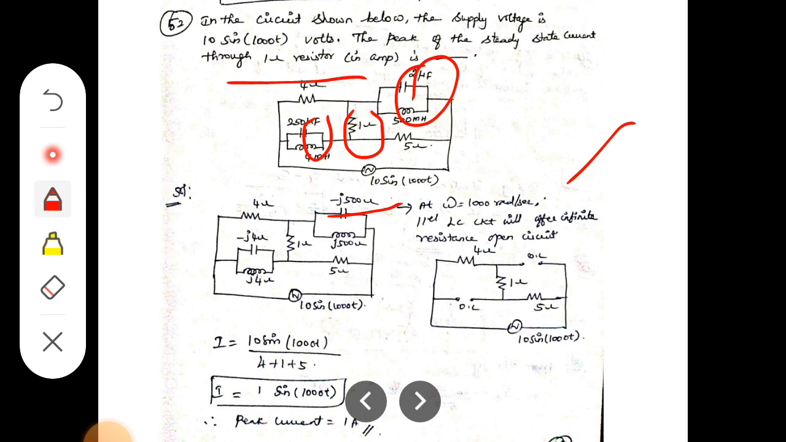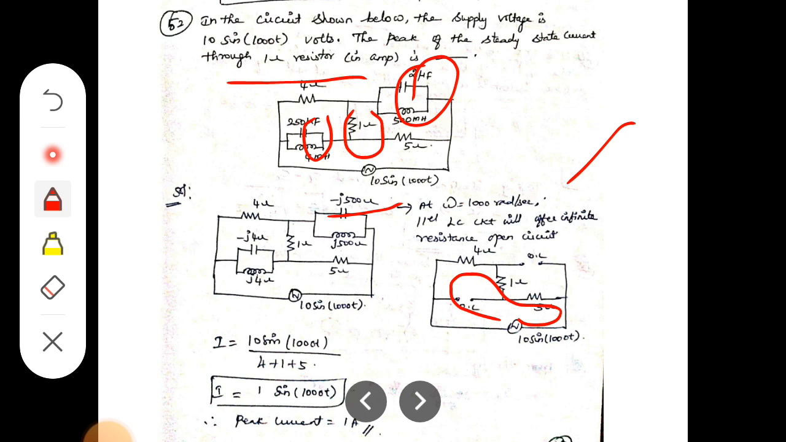So series connected means the voltage and current through the 4 ohm, 1 ohm, and 5 ohm are connected like this. So both are in series. Series means 4 plus 1 plus 5, and we want the current I, which is equal to V divided by R.